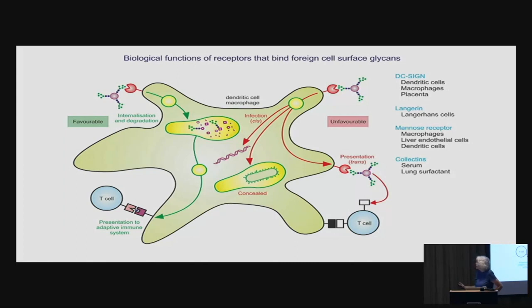So these sugar recognition proteins may allow intracellular pathogens to get into the cells. In this case, they're helping in infection. And there are also soluble proteins which recognize sugars on pathogens.